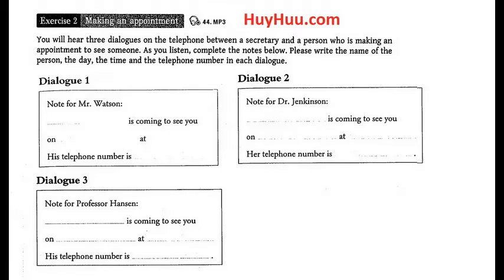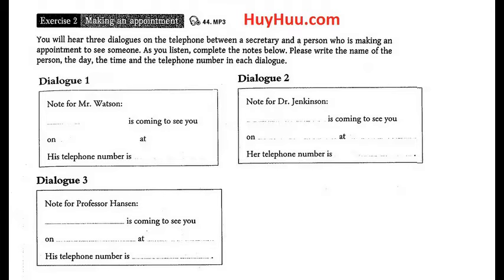Dialogue 1. Hello. Mr. Watson's secretary. Can I help you? Good afternoon. I'd like to make an appointment to see Mr. Watson next Monday, please. Who's speaking, please? Richard Priest. Yes, Mr. Priest. Monday is all right. Would 10:15 be convenient? Thank you. That'll be fine. Oh, would you leave your telephone number, please, just in case we need it? My telephone number is 421-7896. 421-7896. Thank you, Mr. Priest.